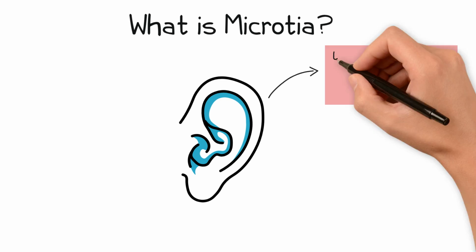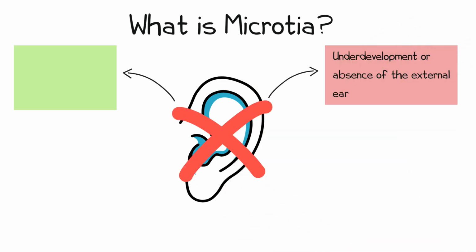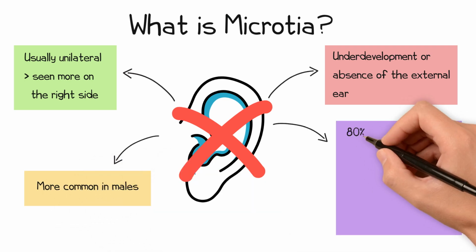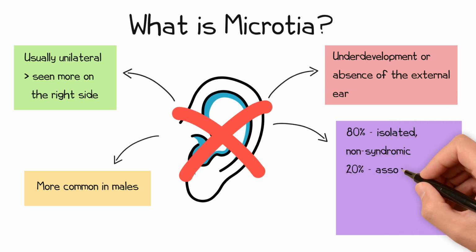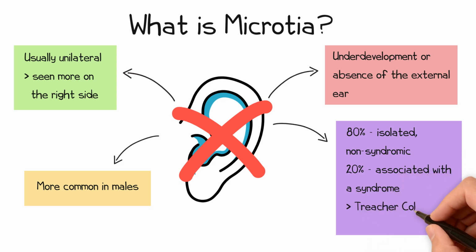Microtia describes an underdevelopment or absence of the external ear. It is typically unilateral, seen more on the right side, and is more common in males. In approximately 80% of cases, Microtia occurs as an isolated, non-syndromic condition. However, in around 20% of cases, Microtia is associated with a syndrome such as Treacher-Collins or Goldenhar syndrome.